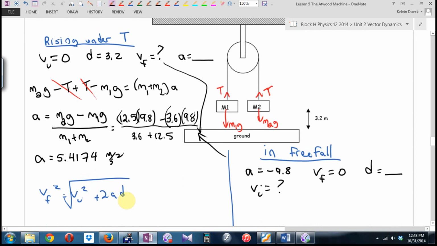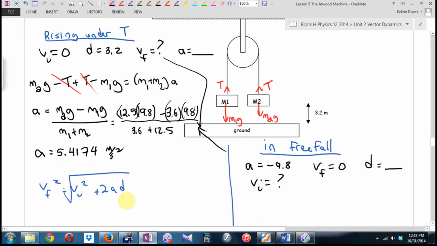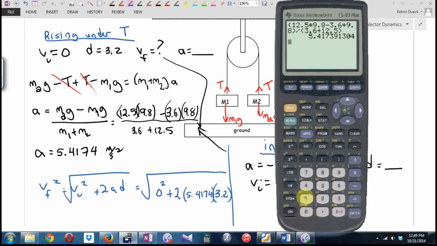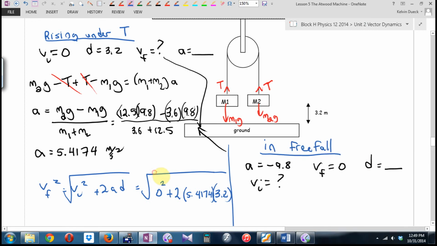So that's going to let me find how fast mass 1 is traveling when it gets to the top. It's going to be 0 squared plus 2 times 5.4174 times 3.2 meters, because that's when it runs out of string and starts free falling up, accelerating down, but free falling up. Two times answer button times 3.2, square root. It's traveling at 5.888 meters per second.